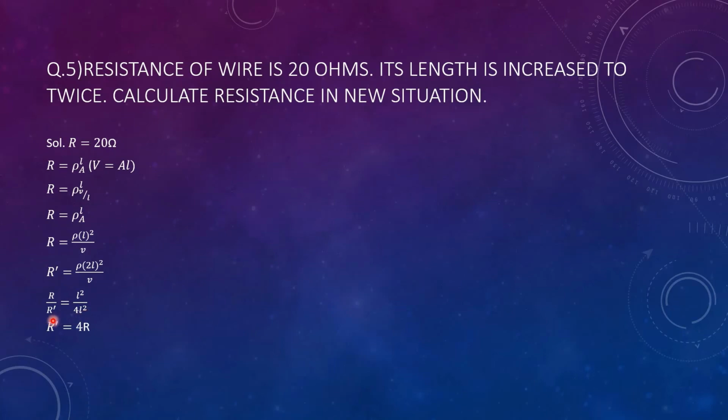On cross multiplying, it becomes R dash equal to 4 times R, and in the question value of R is 20. On putting this value here, R dash equal to 4 into 20, it becomes 80 ohms. So new resistance, or resistance in new situation, becomes 80 ohms. So in this video, we have discussed questions based on R equal to V upon I and R equal to rho L upon A. Thank you.